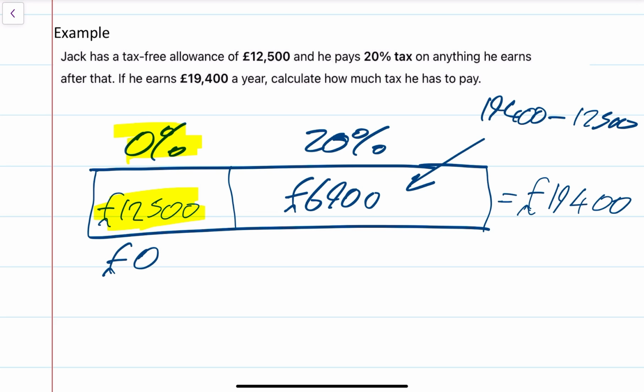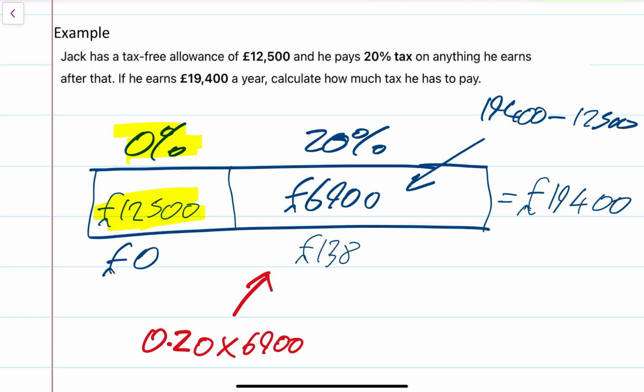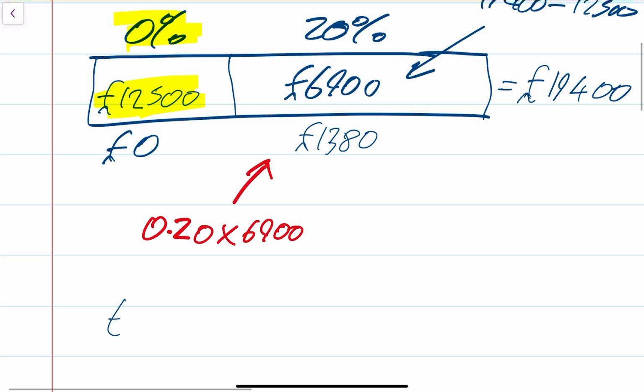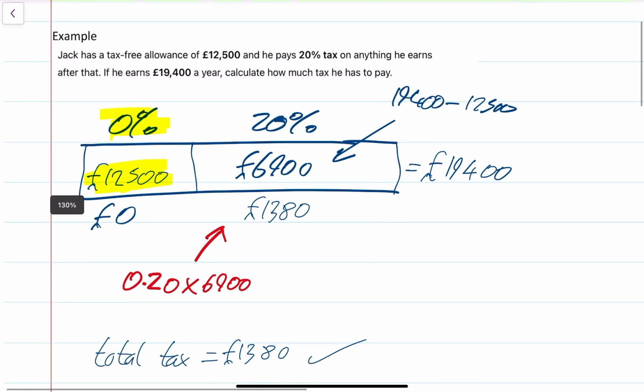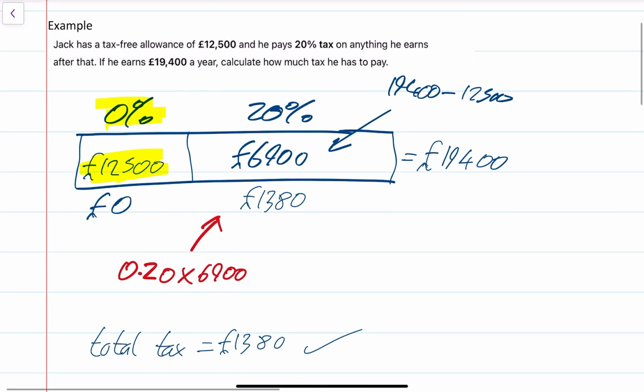Next thing, that was 20%, and how we can do 20%, remember, is 0.2, you can even say 0.20 if you want, 0.20 times 6,900, and that works out to be 1,380 pounds. So his total tax in this case, there's only one thing, it is 0 plus 1,380, and that is it. So that's as easy a one as you can get when there's only two sections. Next one's a little bit trickier.